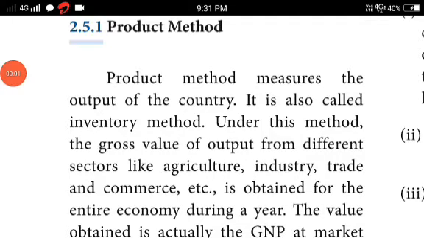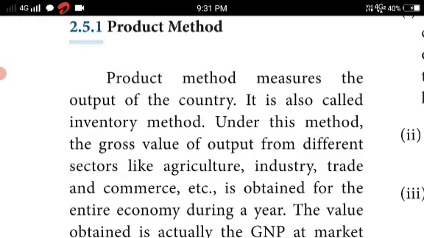Good morning, students. You are learning the second chapter, National Income. Yesterday I taught about personal income, per capita income, disposable income, real income, GDP, deflator. Everything we have seen. I already taught about the three methods of calculating the national income. Let us discuss the production or value added method, or product method.